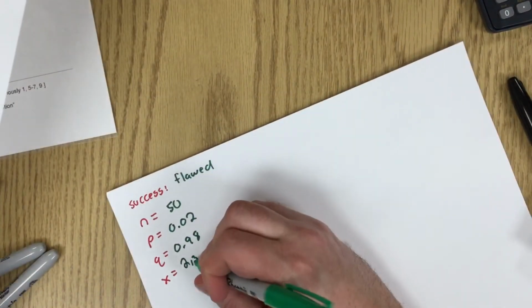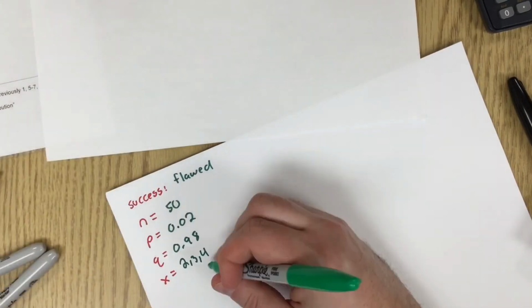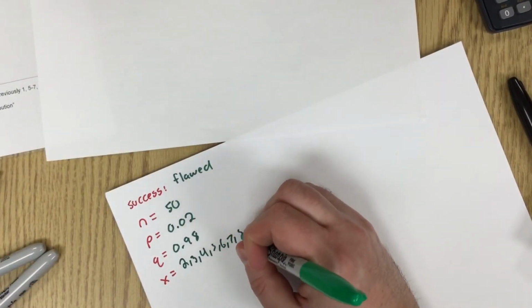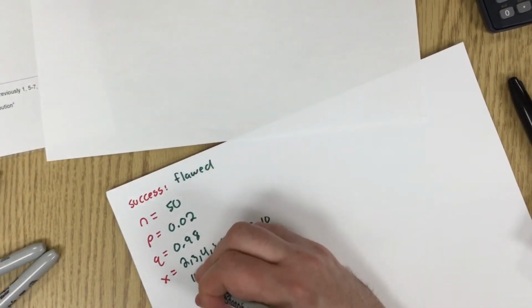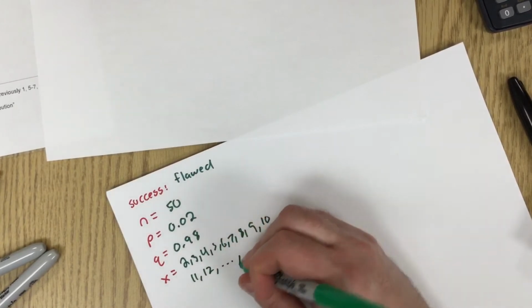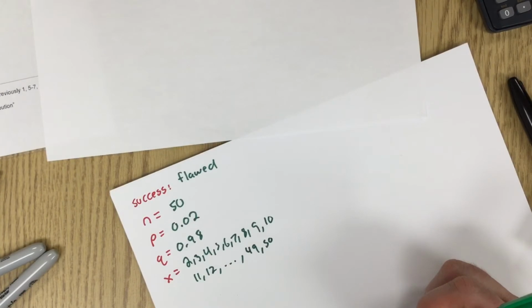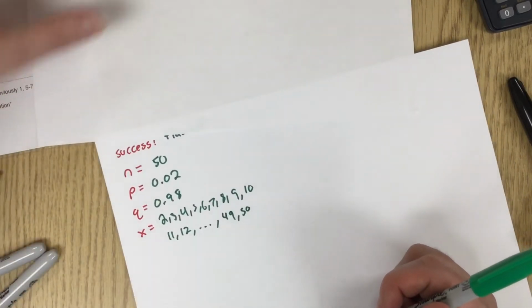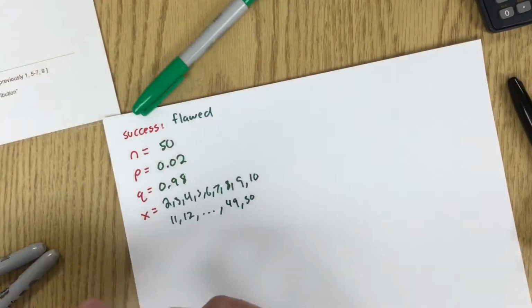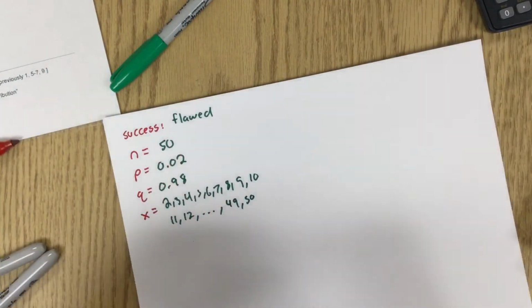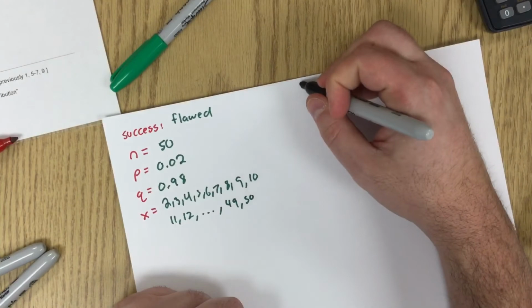the probability of that one, it's going to be 2, 3, 4, 5, 6, 7, 8, 9, 10, 11, 12, up to 49, 50. That's a lot of cases. That's going to take us a really long time. I don't particularly want to do that. So what we're going to do is change our definition of success.